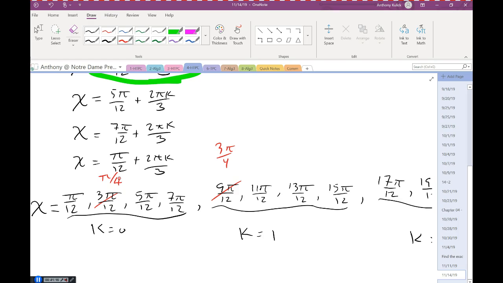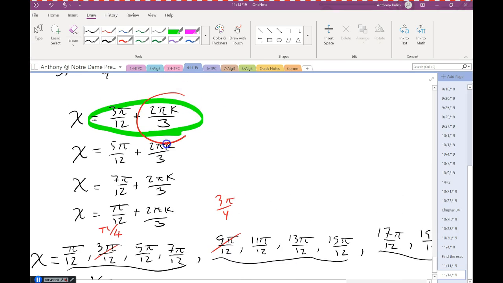Ben? So I'm just making a common denominator here. To add these two fractions, I need the common denominator of 12. So I multiplied that by 4 over 4 to give me 8 pi over 12. Cool with that? So that's why it's 8 that I did over and over again, just for the fraction purposes.